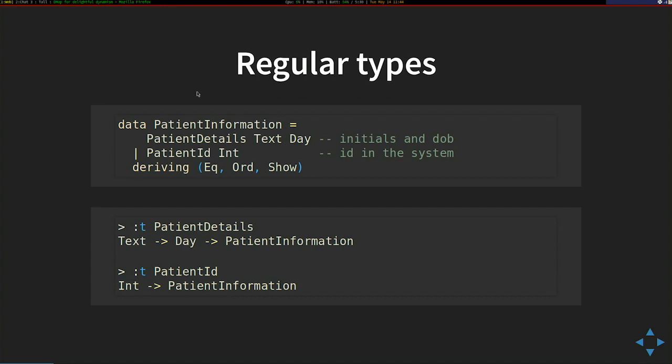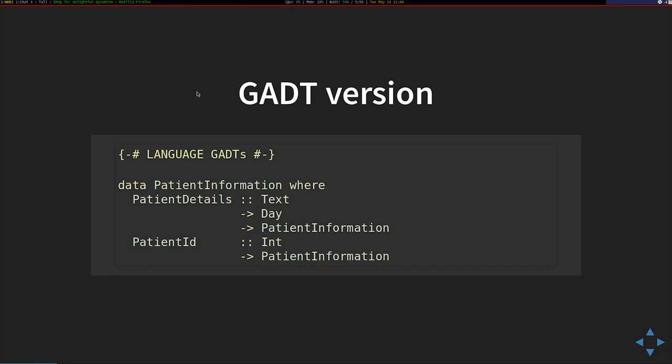Not really called out so much. If we turn on GADTs, we explicitly give type signatures for all of our constructors. So far, so good, not that much of a step forward. But there's all these little type tricks that people play that give you good things, and they play very well with GADTs.